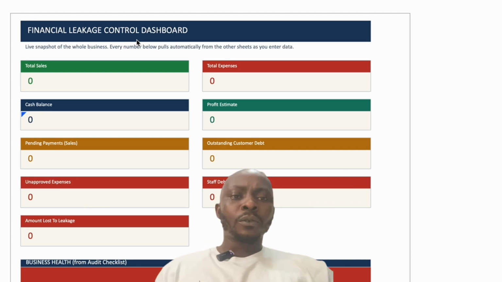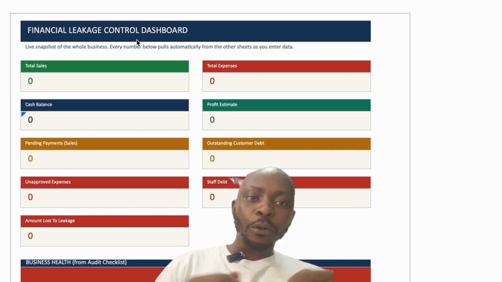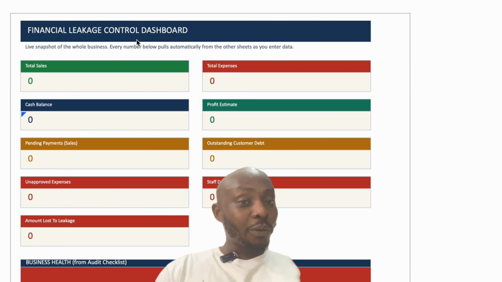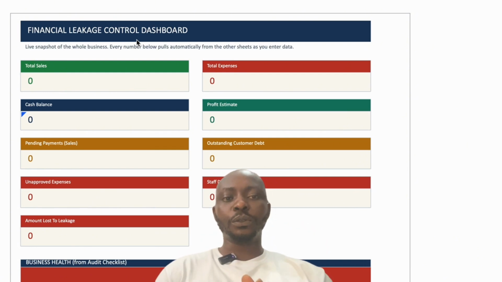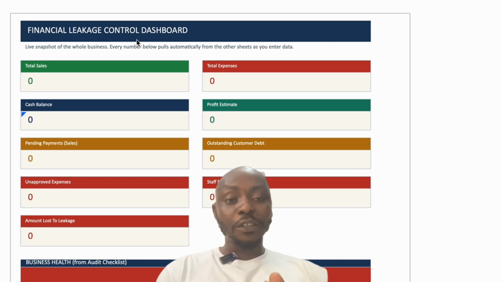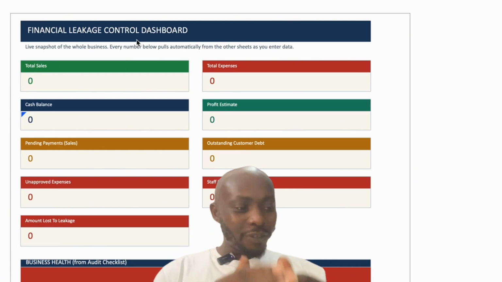So wetin be the kind of signs wey you go dey see for your business and you go know say you dey get financial leakage for your business? Number one be say you go dey make plenty sales, but the profit go still dey reduce. Another one be say you go dey get constant cash shortage for your business. You go sell finish, but you no go dey see the money. Number three be say customers go dey owe you very very well, and because customers dey owe you, you go dey get cash leakage.